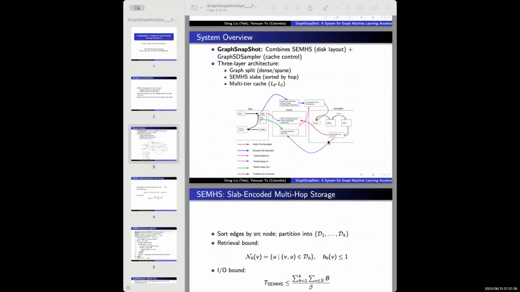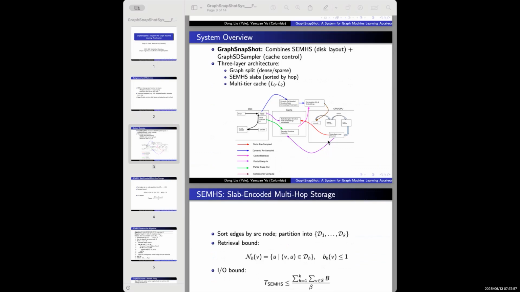Here is our system overview. Our system combines two core components. The first is SEMHS, a slab-encoded multi-hop storage mechanism for disk-efficient layouts. The second is the GraphSD sampler, a dynamic multi-level caching controller.